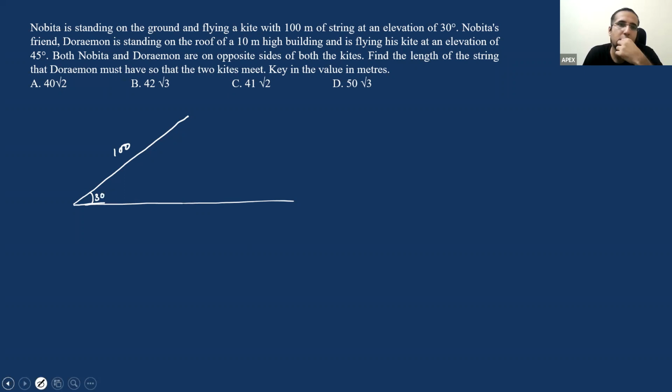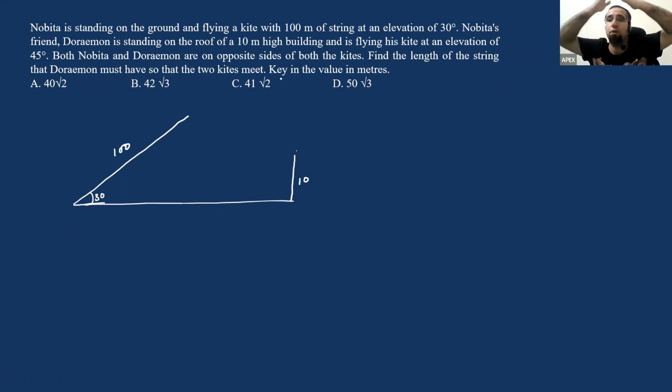Nobita's friend Doraemon is standing on the roof of a 10-meter high building. So this building is 10 meters high. Flying a kite at an angle of elevation of 45 degrees, and I want both Nobita and Doraemon on the opposite sides of the kites, of both the kites, right? Find the length of the string so that both the kites meet.